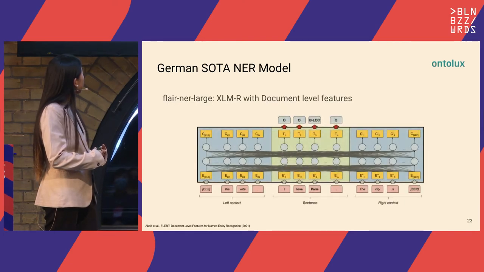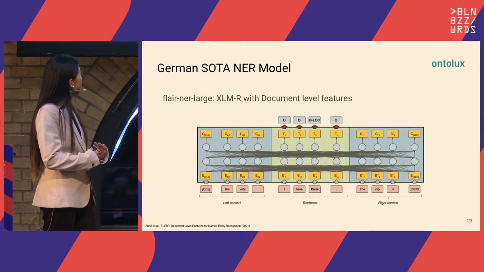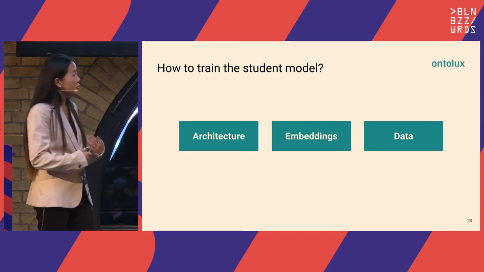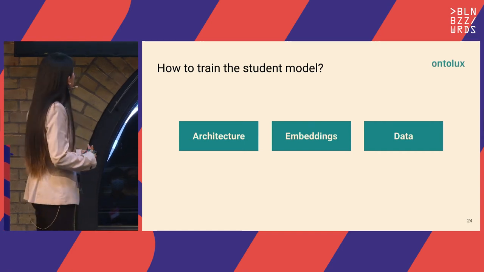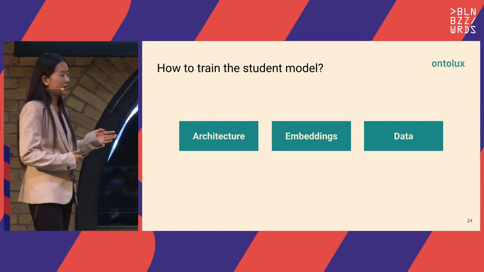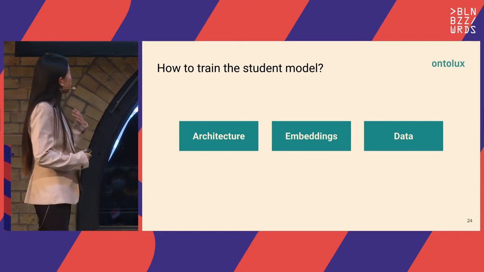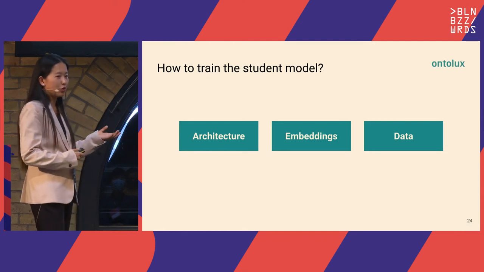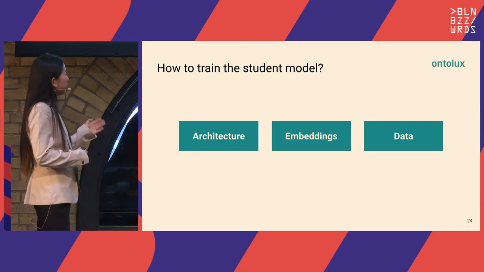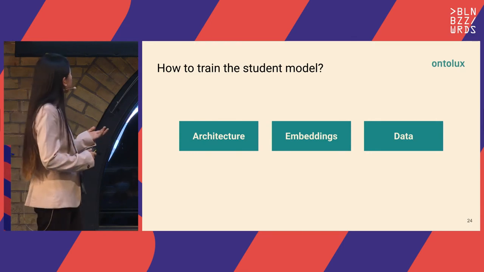This model also uses document level features. So the question now is how to train the student models. There are a couple of questions that we have to answer in these cases because we need to choose the architecture of the student model. It is flexible from the teacher, and the embeddings and the training data.